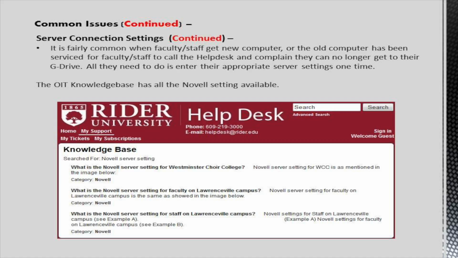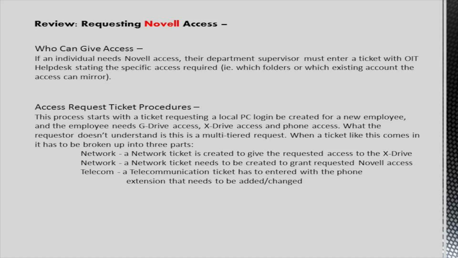Requesting Novell access. If an individual needs Novell access, their department supervisor must enter a ticket with the help desk, stating specific access required, like which folders or which existing account the access can mirror. When access for multiple types of accounts is requested in the same ticket, the ticket must be broken down into a ticket for each individual account request. The most common example of this is a request for a new employee.